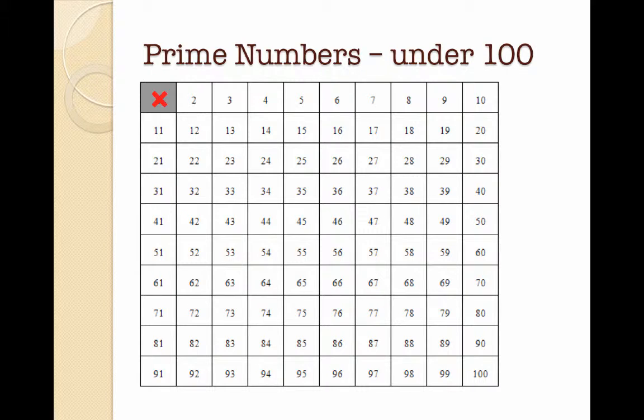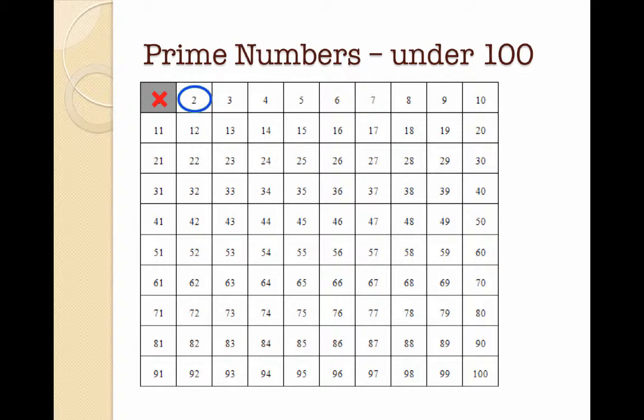We start with the number 1 and we put a cross through it because it is not prime. Remember, the definition is that it has two factors, and 1 only has one factor, itself. So then we move on to the number 2. 2 is definitely a prime number. The only numbers that divide into it are 1 and 2.